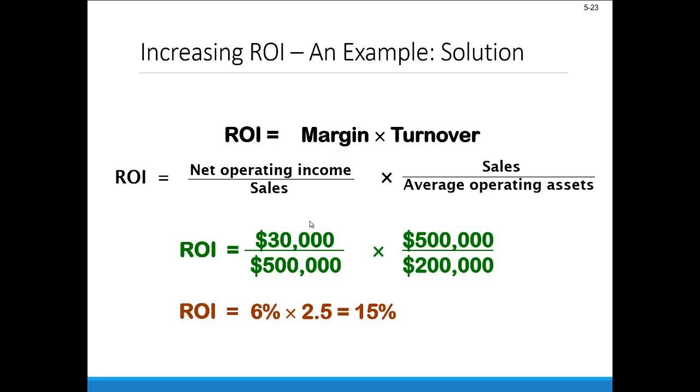So that margin would be their $30,000 net income divided by sales of $500,000, and that's 6%, times the turnover, which is their sales of $500,000 divided by the average operating assets of $200,000, or 2.5. So ROI then is 6% times 2.5, or 15%. We're saying this division returns 15% on its investment of those average operating assets of $200,000. Again, we can find that directly if we wish, by taking the net income of $30,000 divided by the average operating assets of $200,000. Works just the same.